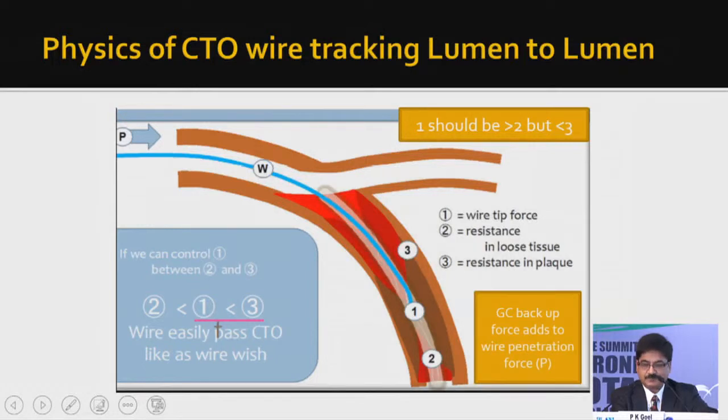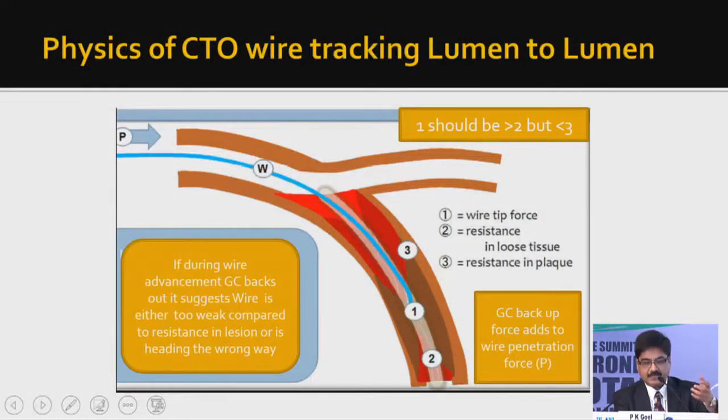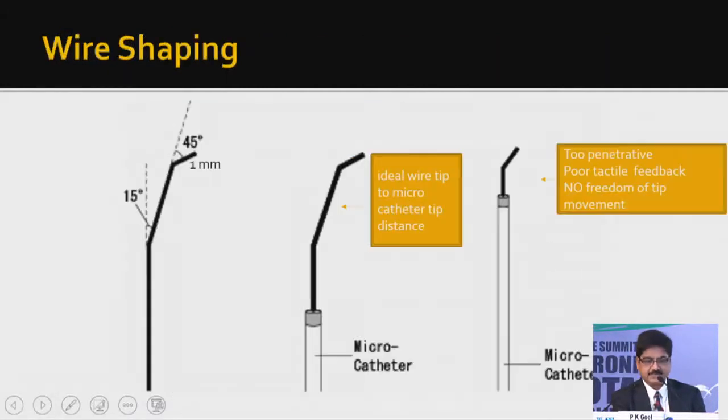And the guiding catheter backup force adds to the wire penetration force. And if during wire advancement you see that the guiding catheter is backing out, it suggests that the wire is either too weak compared to the resistance in the lesion, so it's not moving forward, and the extra length of wire that you're trying to push is pushing the guiding catheter back, or it is heading in the wrong way, again it is getting more resistance. So this is very important, one must understand this.